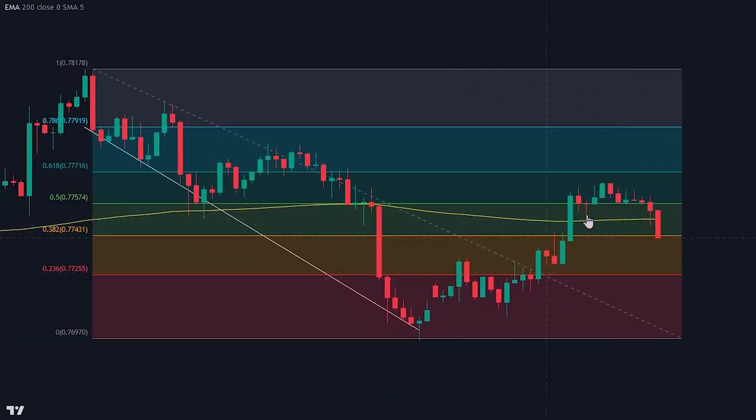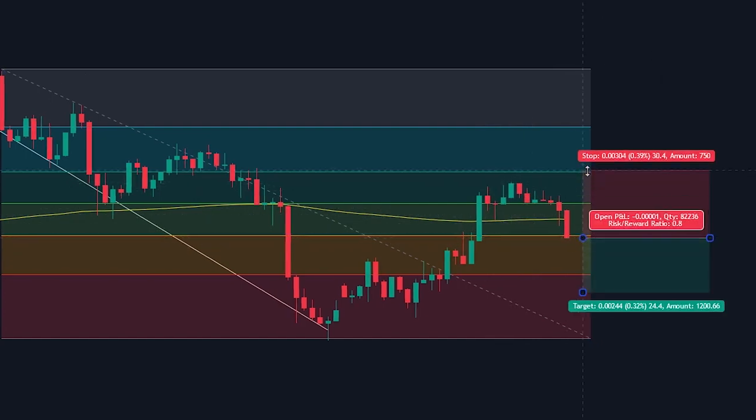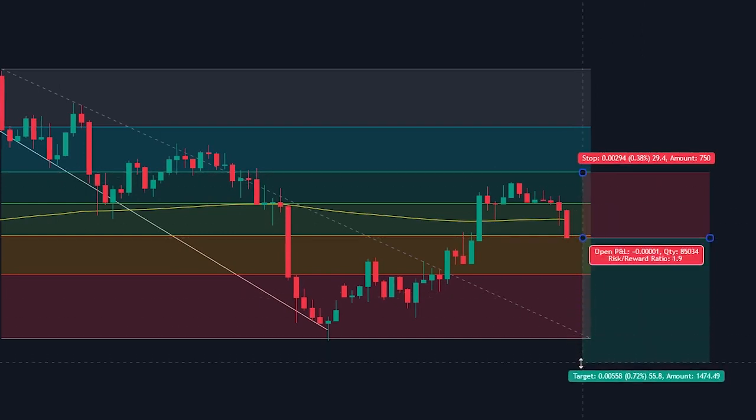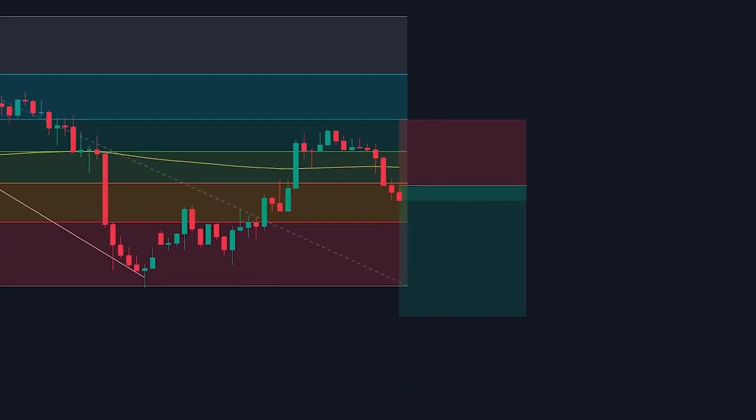We will enter into the short position once the candlestick crosses and closes back below the 0.382 level. This occurred here, so let's enter into the short position. We will be placing the stop loss at the 61.8 level, and for the take profit, we will be targeting a 2 times risk to reward ratio. Now let's see how the trade plays out.